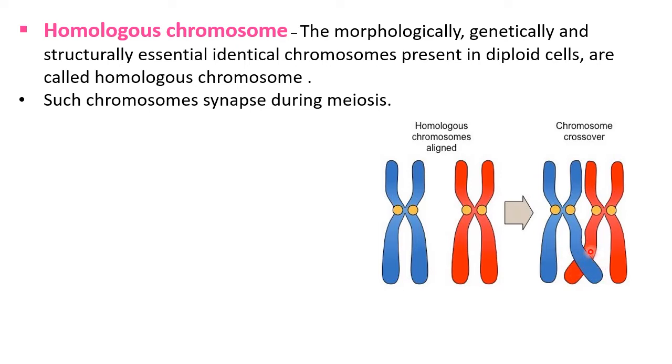So homologous chromosomes are generally morphologically and genetically similar, present in a diploid cell, where one chromosome is of paternal origin and another one is of maternal origin. So such genetically and structurally similar chromosomes are called homologous chromosomes.